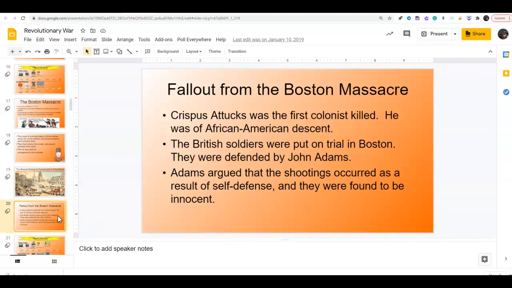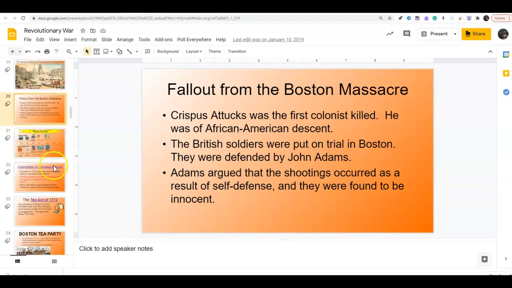So the fallout from this is a couple things. One, we are starting to use propaganda in the Revolutionary War. Two, Crispus Attucks is the first person killed in the American Revolutionary War, at least he's credited with that. Interesting fact, he was of African American descent. A couple other interesting things from it: John Adams, who becomes our second president, actually defends the British soldiers, and they get away. They're found to be innocent as a result of self-defense. So kudos to John Adams and his integrity of the law there.